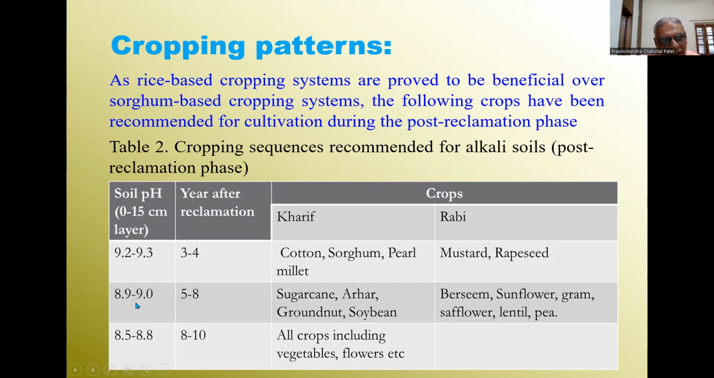Then for soil pH 8.9 to 9, a year after, 5 to 8, sugarcane or tur, groundnut, soybean. Then in Rabi season, berseem, sunflower, gram, safflower, lentil, and pea. Then for soil pH 8.5 to 8.8, a year after, 8 to 10, all crops including vegetables and flowers.